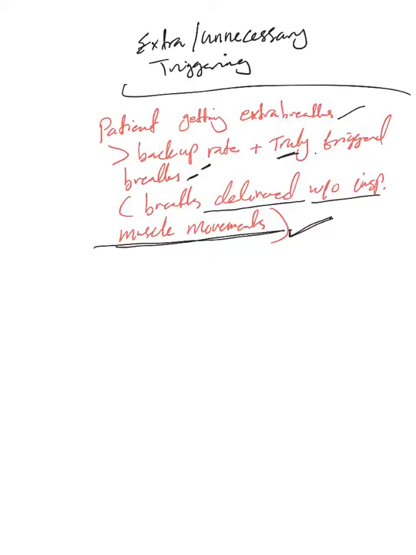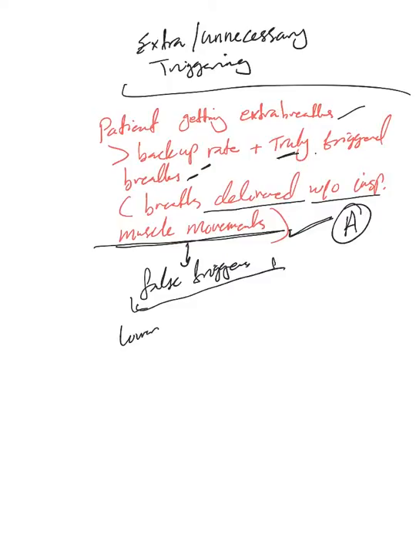You look at the ventilator, you'll see the letter A, that means an assisted breath, but the patient did not initiate any breath. So that means the ventilator is receiving false triggers. And this happens mainly when we lower the threshold too much.